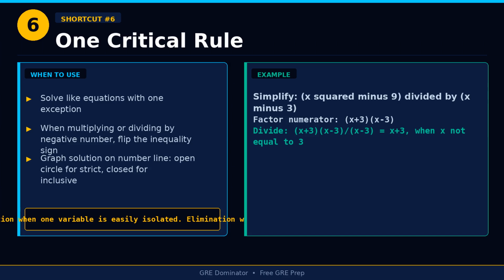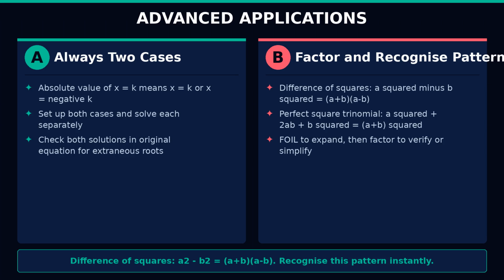Absolute value equations. The absolute value of a quantity equals a non-negative value means the quantity inside equals the positive version or the negative version of that value. For |2x - 3| = 7: Case 1, 2x - 3 = 7 gives x = 5. Case 2, 2x - 3 = -7 gives x = -2. Always solve both cases and substitute both solutions back into the original equation to check for extraneous solutions that do not satisfy the original.